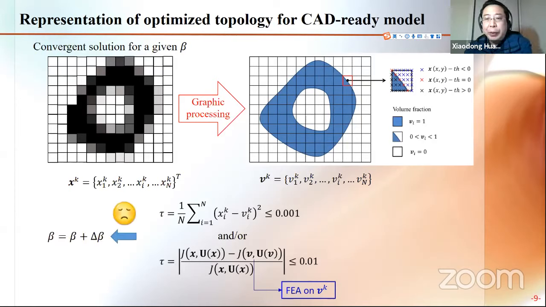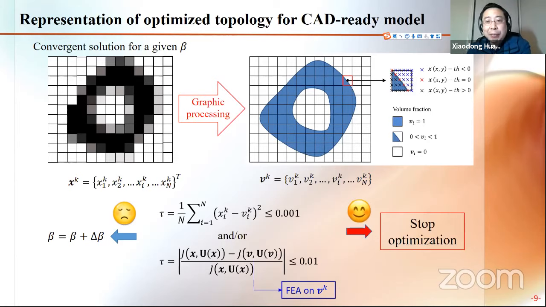If this criterion cannot be satisfied, we increase beta with delta beta to further push design variables towards 0 or 1. When another converged solution is achieved, we check this criterion again, until an acceptable difference is achieved, and then stop the whole optimization process.